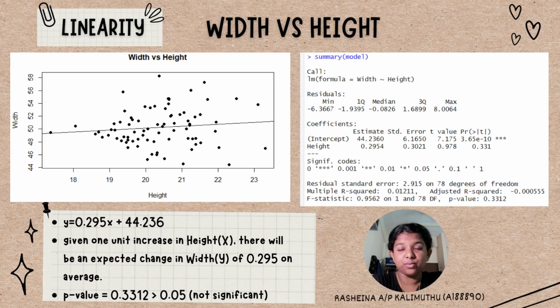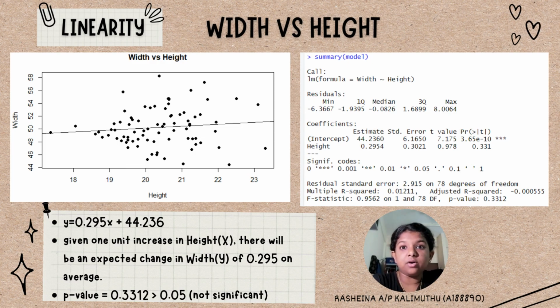As we can see, for the width versus height relationship, the linearity graph was plotted using RStudio. The summary shows the residuals of the graph: min, first quartile, median, third quartile, and max. The coefficients of the graph are the intercept and height slope. The F value is 0.9562, meanwhile the p-value is 0.3312.